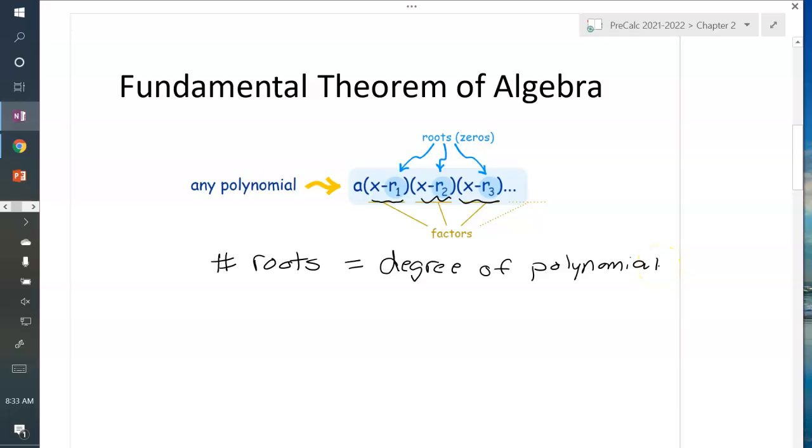So if I give you a fourth degree polynomial, you should have 4 roots. A third degree polynomial will have 3 roots. Now, some of these roots can be complex, and some can be real, or we can have a combination. We can have all real, we can have all complex, and so forth.